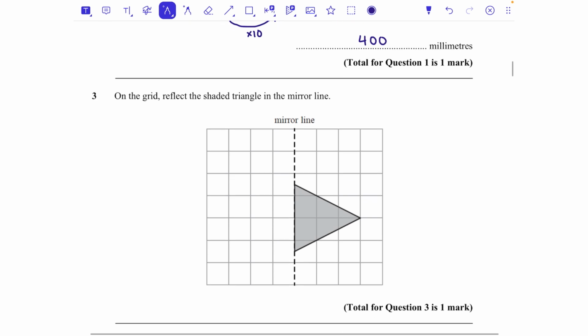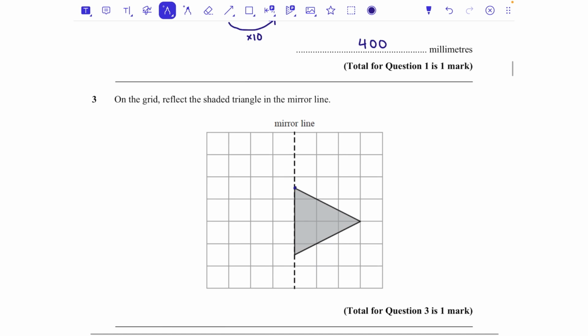For question number 3, on the grid, reflect the shaded triangle in the mirror line. So if a point is on the mirror line, it's going to stay there. But this point over here is currently 3 squares away from the mirror line. So we need to make sure that when we reflect it, it also goes 3 squares away on that side. So it's going to go over here. And then we just want to use our straight line tool, join it up to make a triangle that looks like that. You don't need to shade it, and you don't need to label it or anything like that unless it tells you to. So there we go. That would be fine for 1 mark.